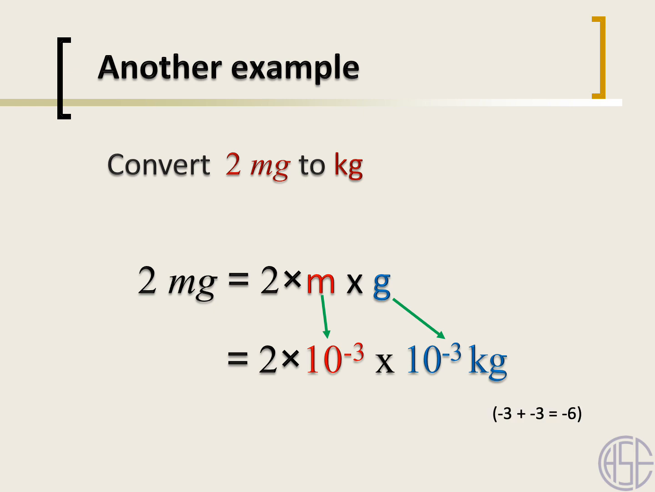So then I'm going again simplifying. There's a 10 to the power minus 3, again 10 to the power minus 3, and I'm multiplying. So you have to add the powers. That's the rule for multiplication. You have to add the powers. So minus 3 plus minus 3, you get minus 6. So together it will be 2 into 10 to the power minus 6 kilogram. So that's equivalent to 2 milligrams. Okay. Let's see other types of conversions.